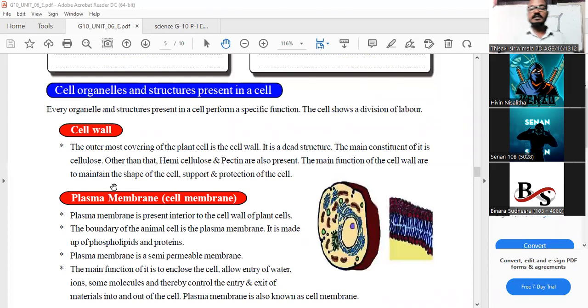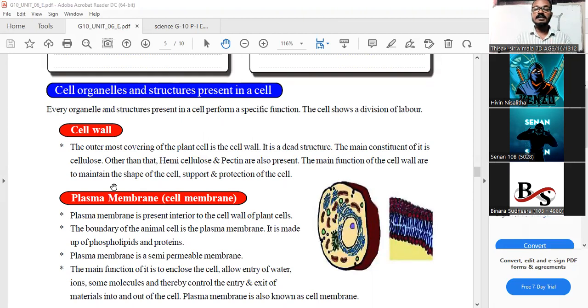So now it says like this. Plasma membrane is present interior to the cell wall of the plant cell. The boundary of the animal cell is the plasma membrane. It is made up of phospholipids and proteins. Plasma membrane is a semi-permeable membrane. The meaning of a semi-permeable membrane is that the things that go through it are selective. It will not allow everything to go here and there. There is a selection. Only a set of selected things can go through the plasma membrane.